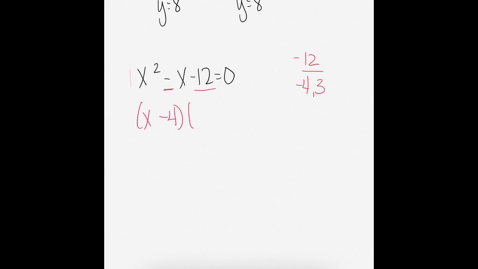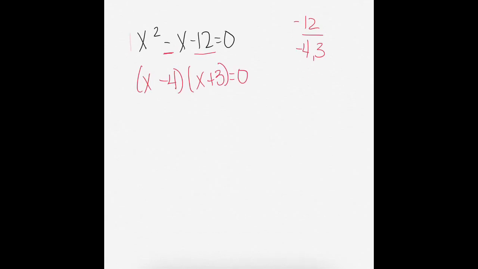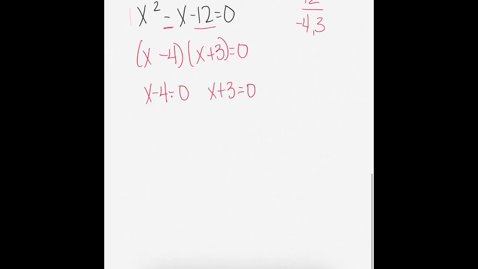Jumping straight into the factored form, when a is 1, I'm allowed to do that. I set each factor equal to 0. x minus 4 equals 0, x plus 3 equals 0, and then solve each one. x will be 4, and x will be negative 3. So that's combining what we did at the beginning of the chapter with the zero product property.